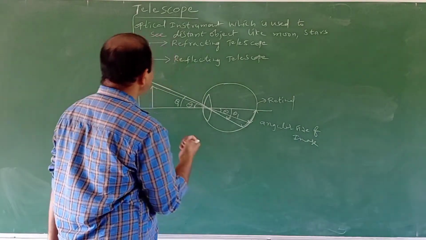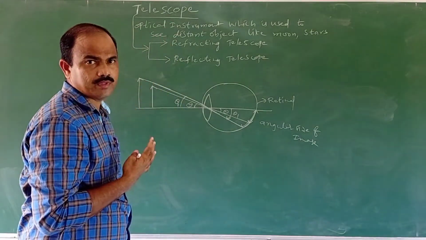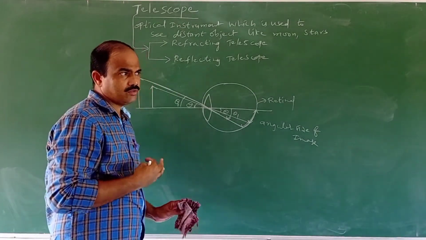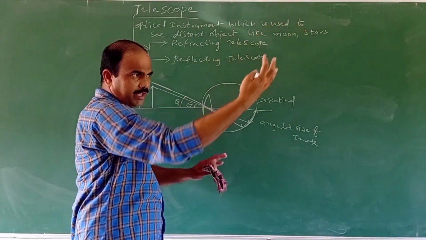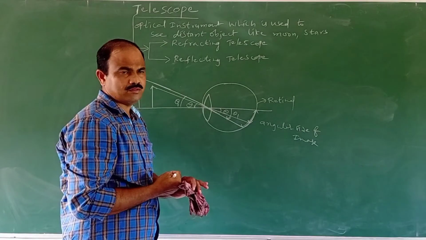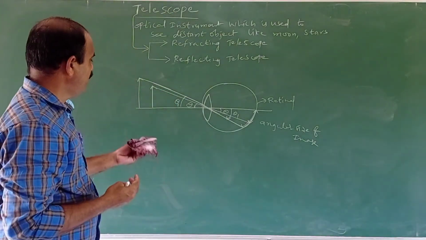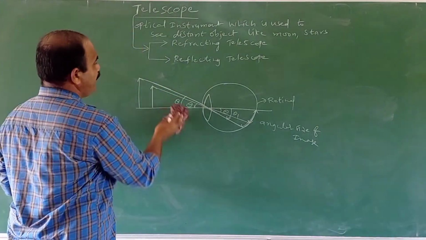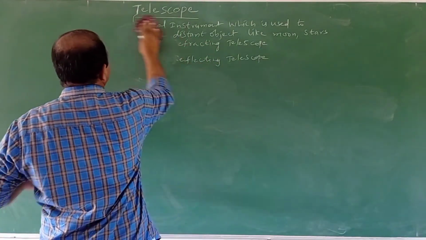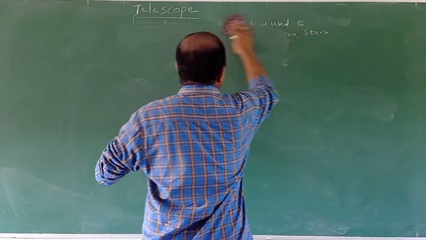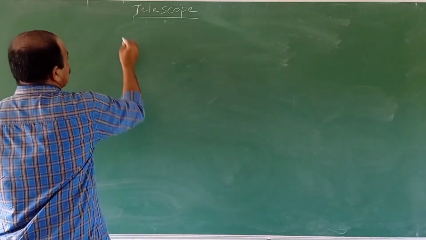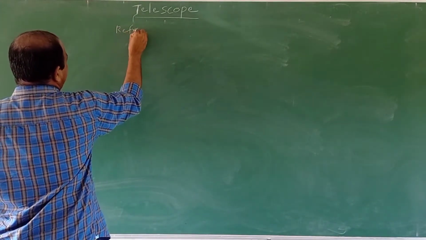This can be created by the telescope. Due to that, we feel that the distant object is very near to us. This can happen in the telescope. Next, I am going to explain about the refracting telescope. First of all, I am explaining about the refracting telescope.